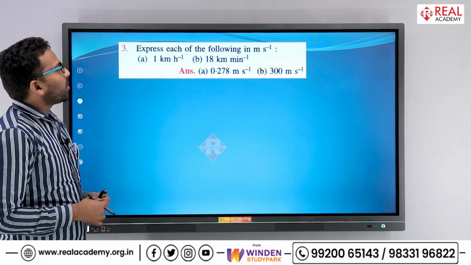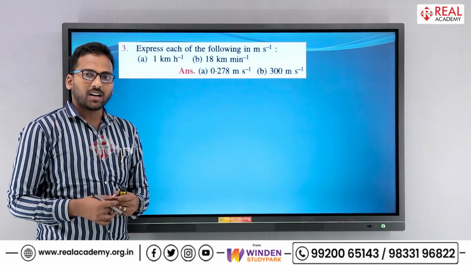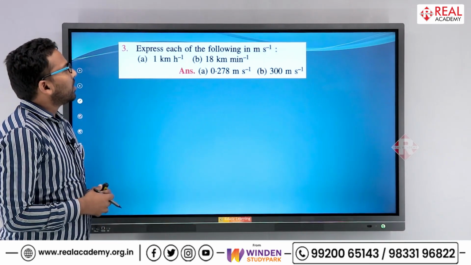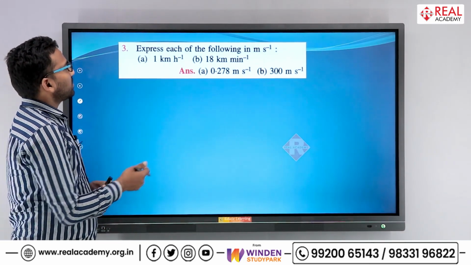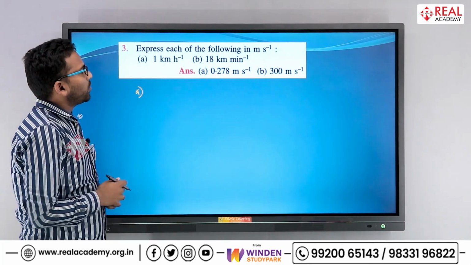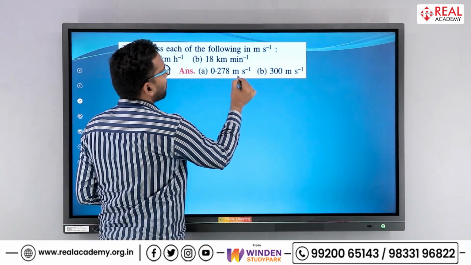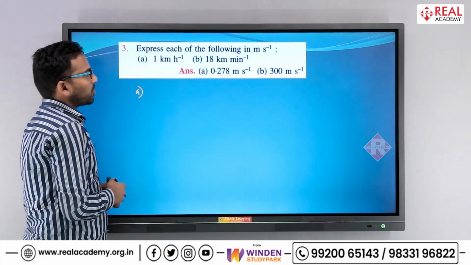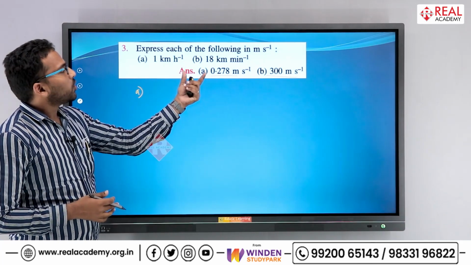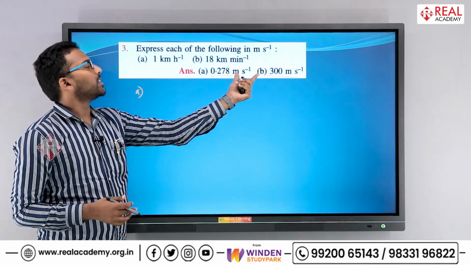Express each of the following in meter per second. Again the same quantity, right? Again the same kind of sum that they have given us. Chalo, I want you all to do the answer along with me. We have already mentioned here what your textbook answers have been quoted over here. I just wanted you to solve this and get this answer.